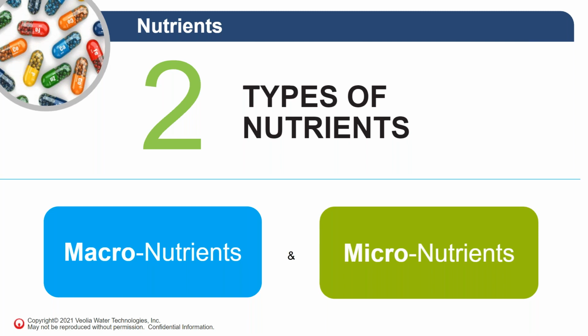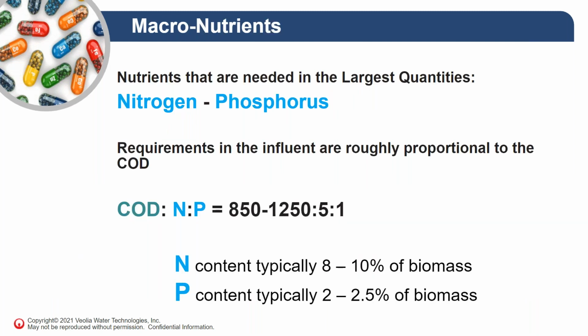Nutrients. What nutrients? Why do we need nutrients? Well, as I just said, you can't live on sugar alone. So you need nutrients to grow proteins and grow biomass. There's two types of nutrients: macronutrients and micronutrients. Now the macronutrients are obviously the nutrients required in the highest quantities, and they are nitrogen and phosphorus. And you need nitrogen and phosphorus because you need those to make proteins. And if you don't make proteins, you don't grow new biomass. And if you don't grow new biomass, eventually you won't have any sludge in your system and the process won't work.